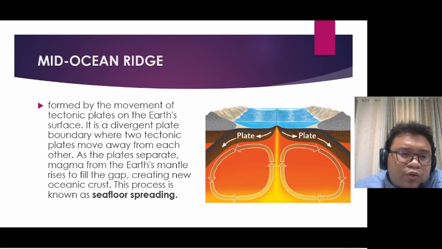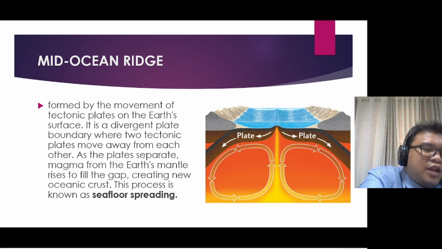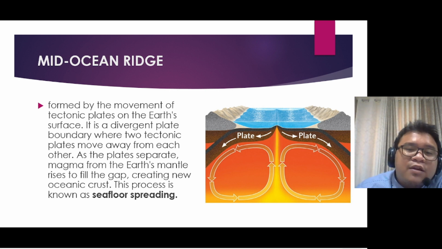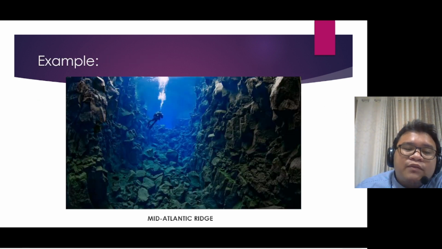Of course, the mid-ocean ridge, which is formed by the movement of tectonic plates on the Earth's surface. It is a divergent plate boundary where two tectonic plates move away from each other. And as the plates separate, magma from the Earth's mantle rises to fill the gap, creating a new oceanic crust. And this process is known as the seafloor spreading mechanism. Okay? So, an example is, of course, the Mid-Atlantic Ridge.